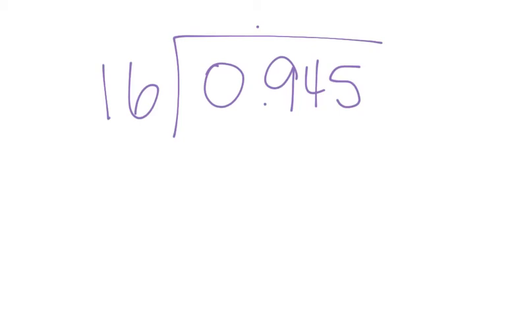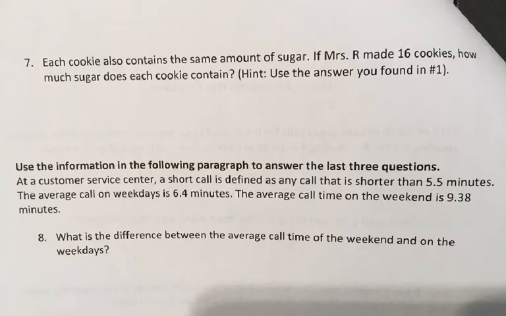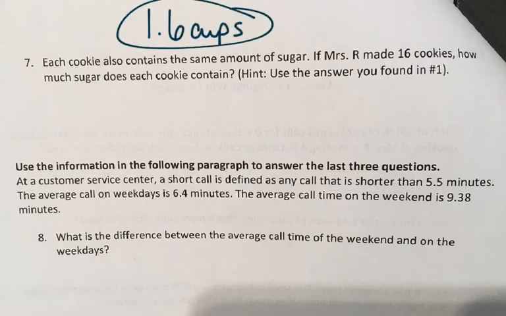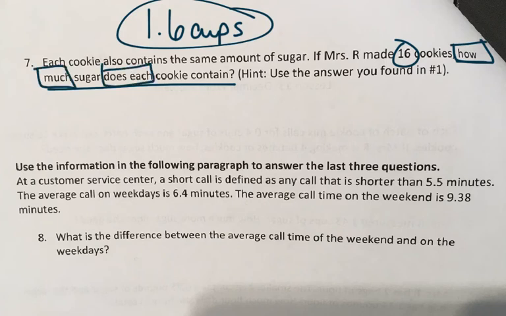All right, let's look at number 7. Number 7 is very similar to number 6, except we're dealing with the number we got in number 1, because it was dealing with sugar. Each cookie also contains the same amount of sugar. If Mrs. R made 16 cookies, how much sugar does each cookie contain? So we need the answer we found in number 1, which was 1.6 cups of sugar. So we'll circle that number and we'll circle 16. How much does each cookie contain? Boxing your keywords, how much does each? And we are going to divide. So 1.6 divided by 16. Inside, outside.